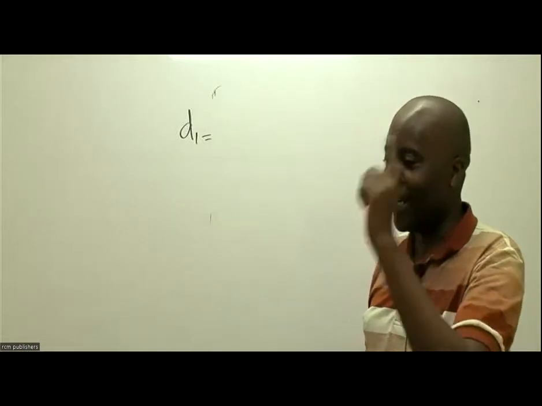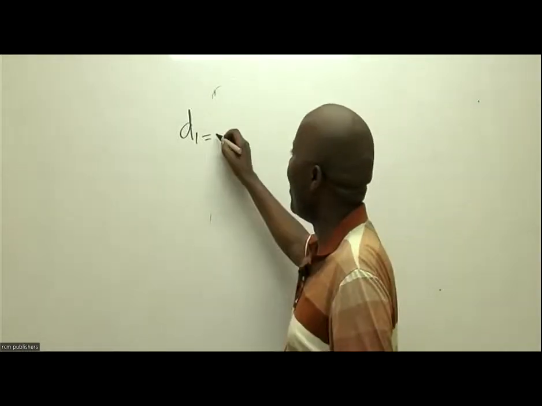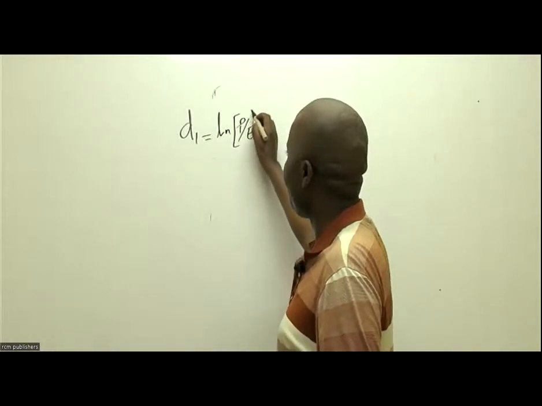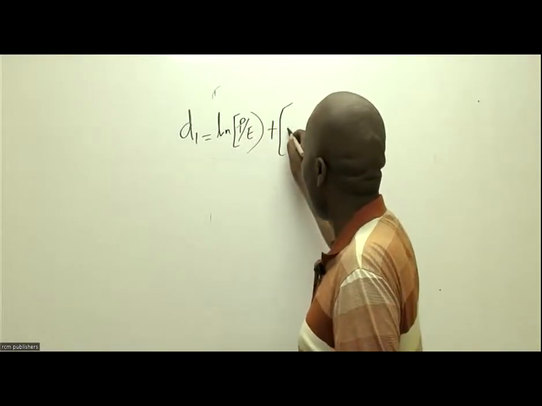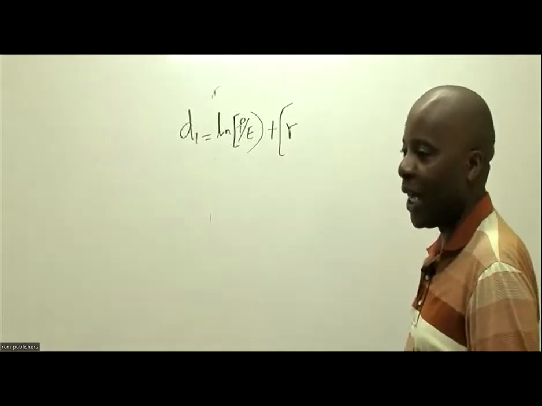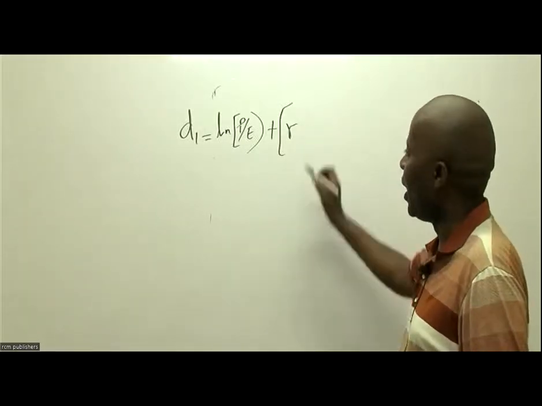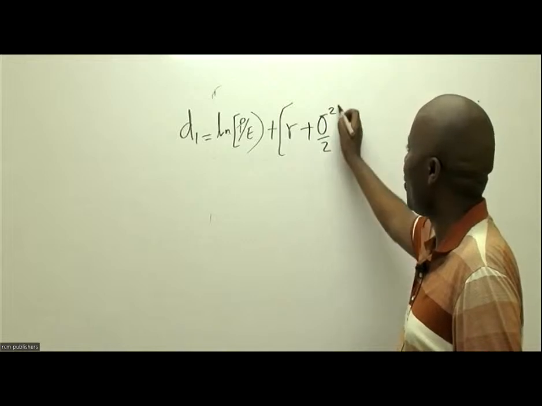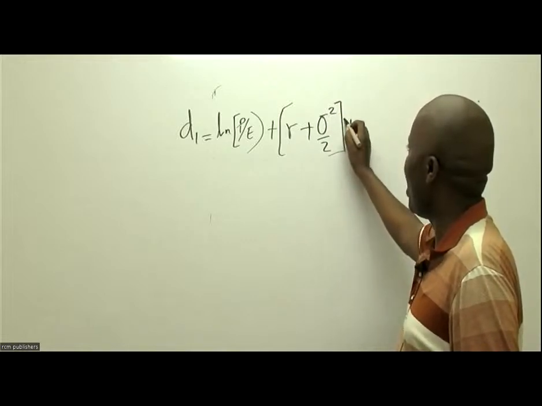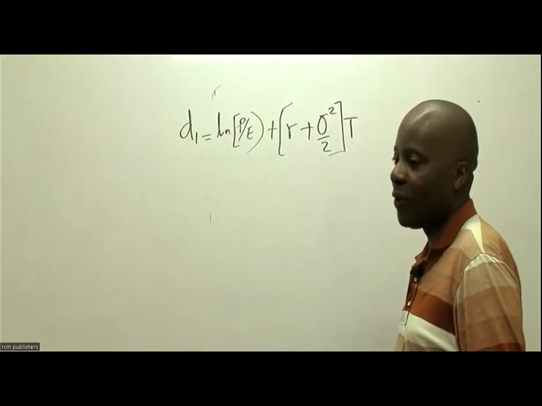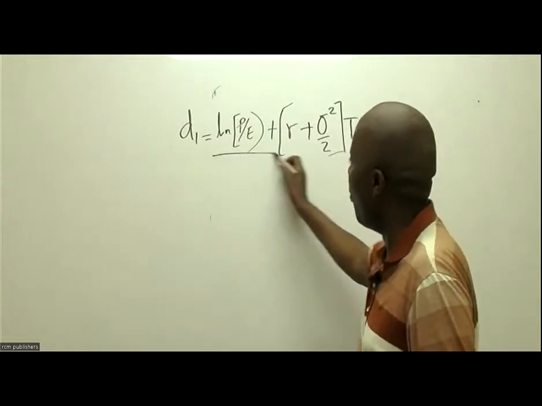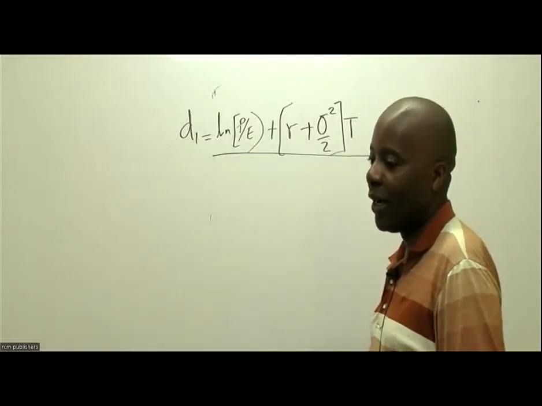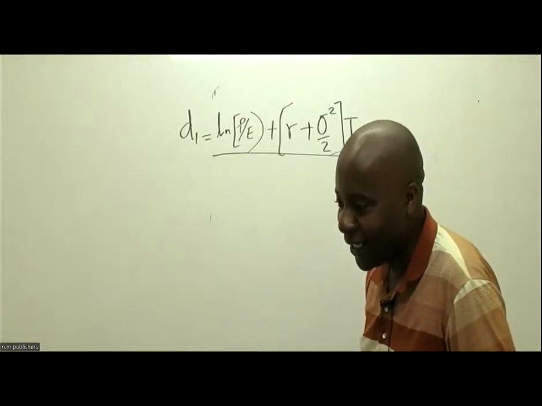D1. Yes, LN. Thank you very much. We normally start with LN. So LN, P over E plus risk-free rate of return, plus the variance divided by 2. Then outside here we have T, all over something.